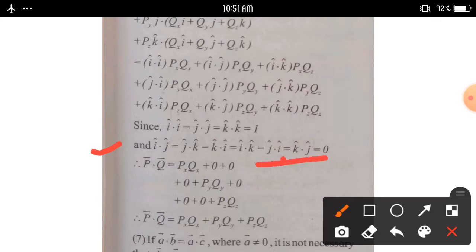According to this, we can write the above equation: p bar dot q bar is equal to px qx plus 0 plus 0 plus 0 plus py qy plus 0 plus 0 plus 0 plus pz qz. Then p bar dot q bar is equal to px qx plus py qy plus pz qz. This is the proof. This is the scalar product of vectors expressed in terms of rectangular components.